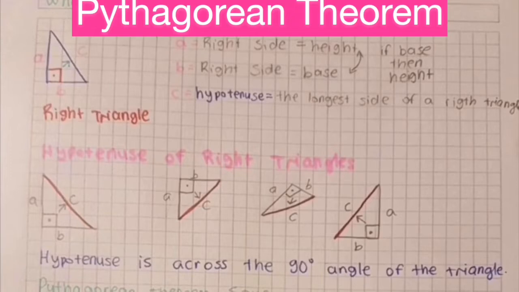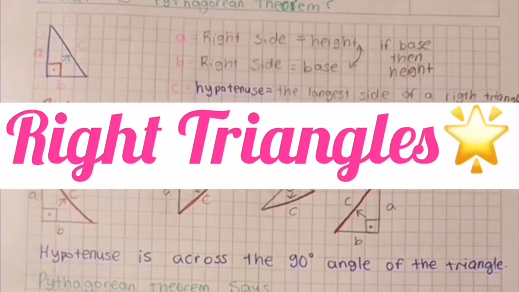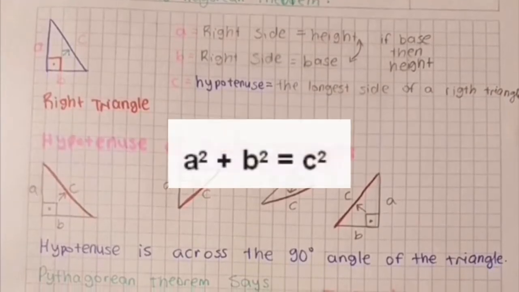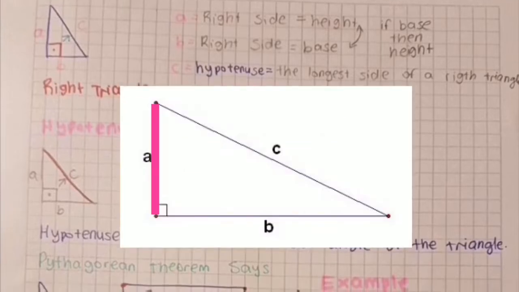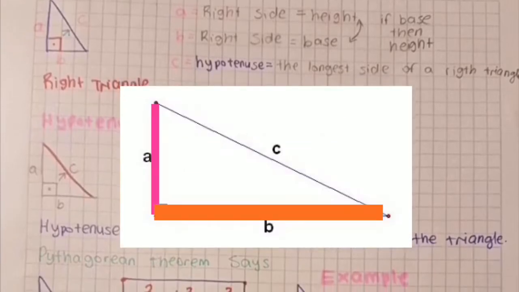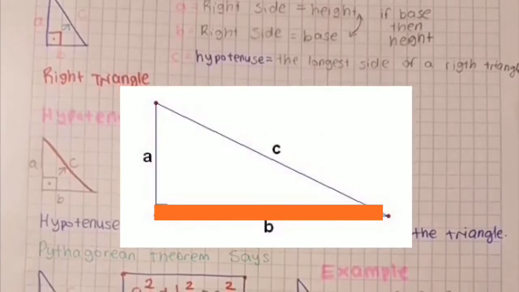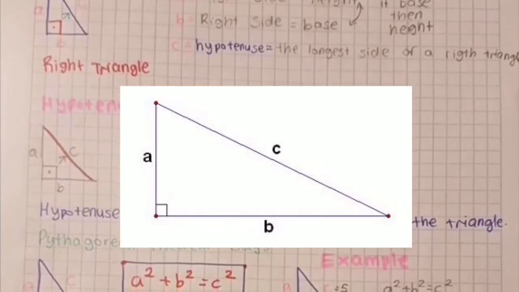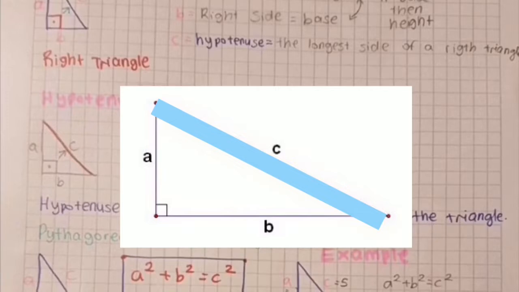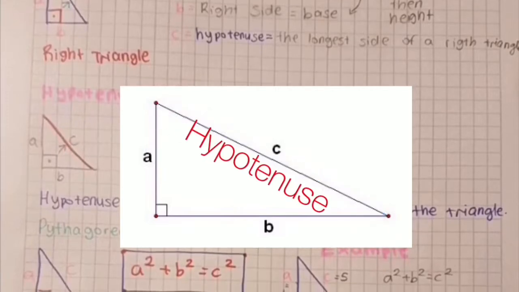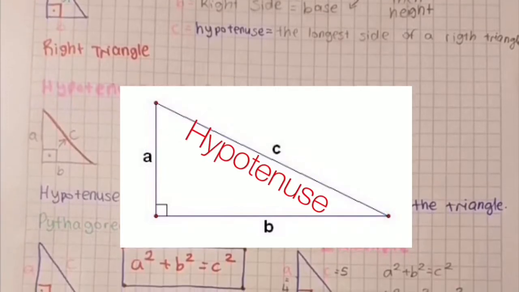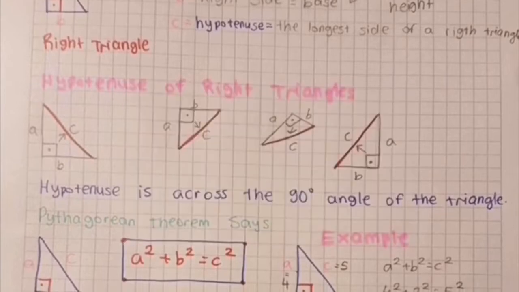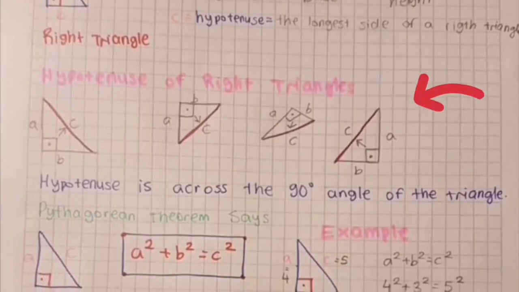The theorem only applies to right triangles, and it states that a squared plus b squared equals c squared. This is a, this is b. It could be reversed, these are just the sides instead of the 90-degree part. The 90 degrees is over here because it's a right triangle, and the side across from it is called the hypotenuse, which is the longest side of a right triangle. These are some hypotenuses of a right triangle.